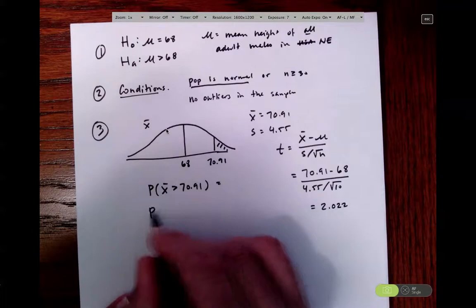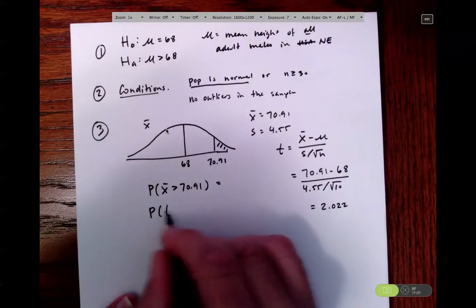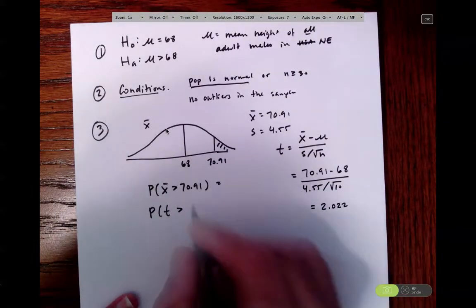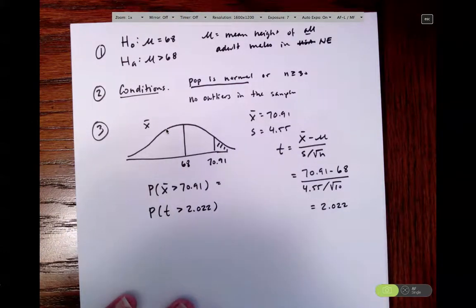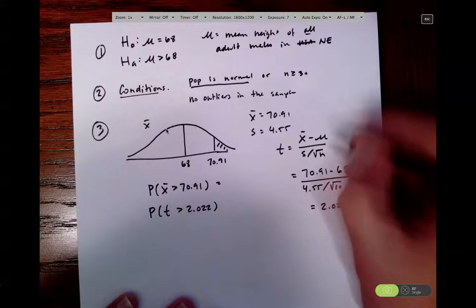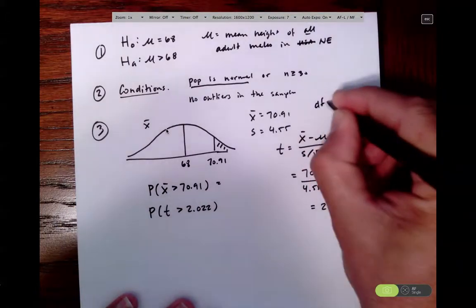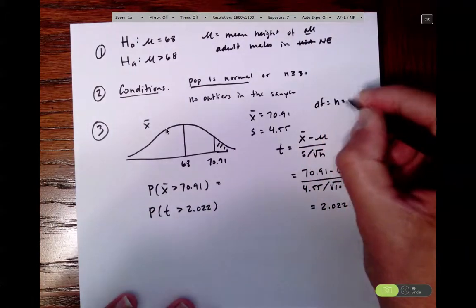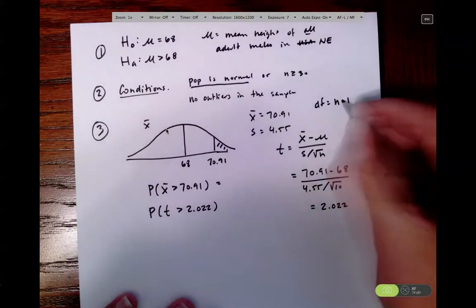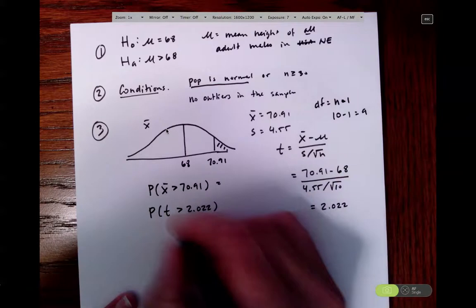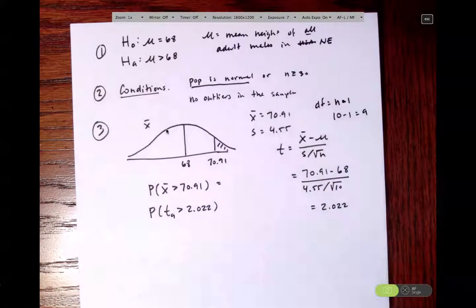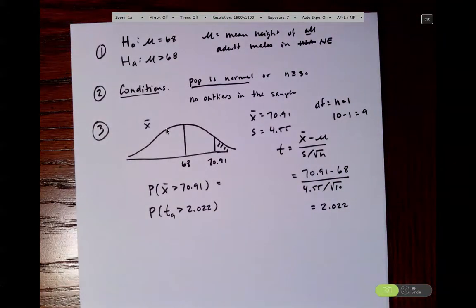So when I calculate this probability, it's really the probability of getting a t statistic that is greater than 2.022. Now, the other thing that we need to look at on this one is what's my degree of freedom? The degree of freedom, again, is going to be n minus 1, and n minus 1 in this case is 10 minus 1, which is 9. So we're looking at what's the probability of getting a t statistic that is bigger than 2.022.